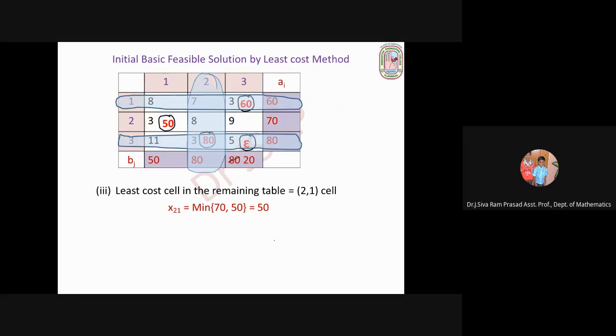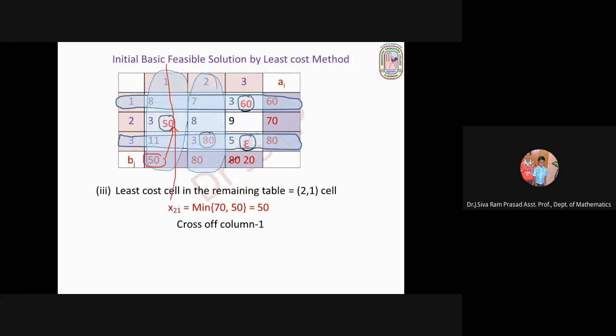Observe which constraint is satisfied. Here 50 units are required, and a total of 50 units are obtained from the second origin. That means the column constraint is satisfied. So cross off column 1.